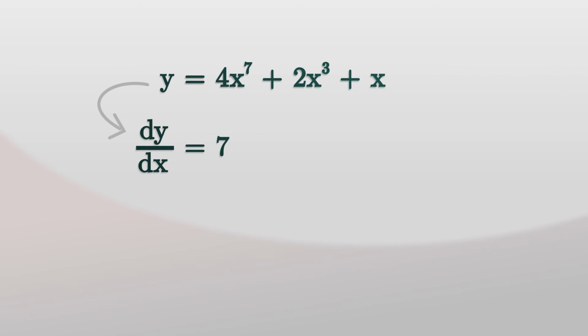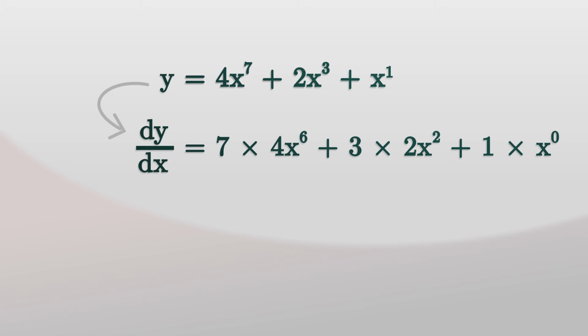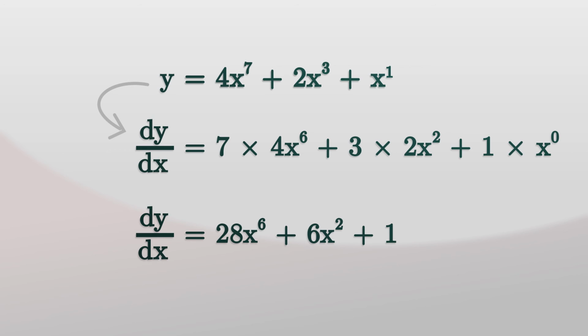So we take the 7 down, leave the 4x as is, and reduce the power by 1, down to 6. For the next one, we pull the 3 down, leave the 2x, and reduce the power by 1. And now for the last one, we remember that x means x to the power of 1. So we pull the 1 out the front and reduce the power to 0. From our indices video, we saw that anything to the power of 0 is just 1. So our last term just becomes 1. Simplifying, we see our answer is dy dx equals 28x to the power of 6 plus 6x squared plus 1.